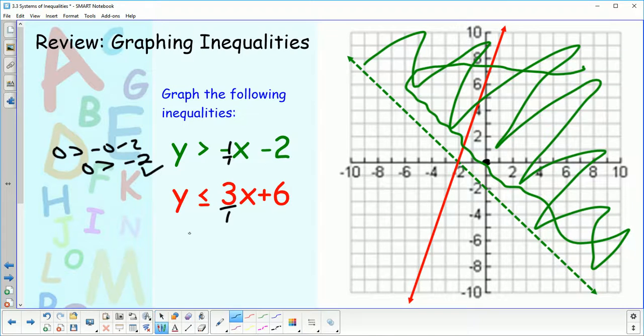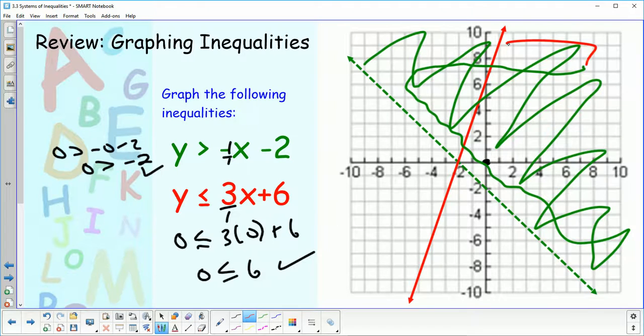I can take 0, 0 and use that as a test point for the second one as well, less than or equal to 3 times 0 plus 6. So I just plugged in my 0, 0 for x and y. I simplify that, I get 0 is less than 6, which again is a true statement. So that means everything to the right of the red line, because that's where this point 0, 0 is also a solution to that inequality.